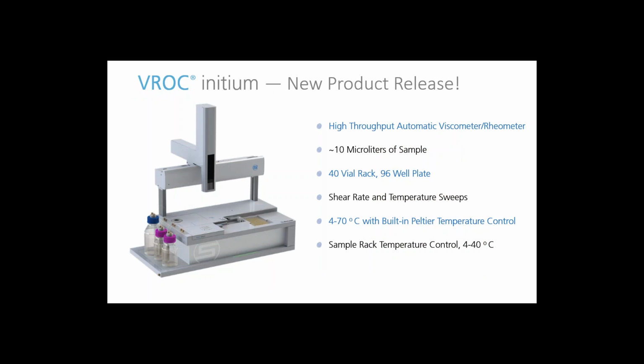Last month, during our last webinar, we were very excited to present our newest product, VROC, which is a high throughput, fully automated viscometer rheometer. Among other things, VROC features a 10 microliter sample volume requirement for a single measurement. It's compatible with a 40 vial rack or a 96 well plate. It allows you to set shear rate and temperature sweeps.